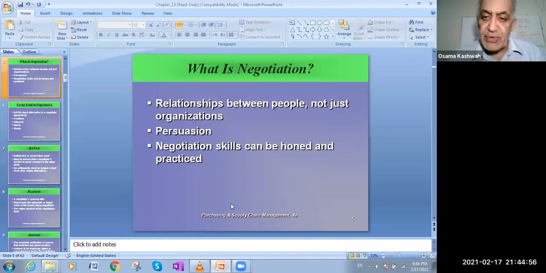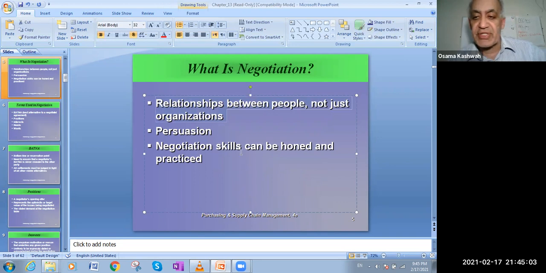We'll go after this to number 5. What is the negotiation about? It is a relationship between people and not just organizations, between the people themselves. And it's an art of persuasion, how to persuade the others to accept your ideas. And negotiation skills can be honed and practiced. So you can improve the way you are negotiating through practicing and through learning. It's not something inherited or something very hard to do.